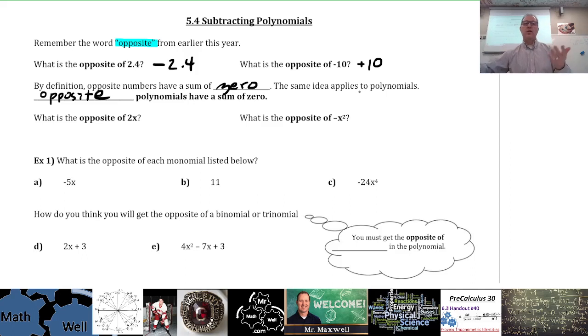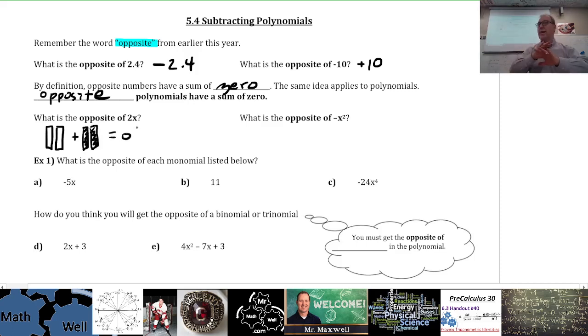-2x, right? So think about the tiles, right? Here's 2x. You don't have to draw this, but I'm going to draw this. So if I were to add these two that are filled in, that would give me 0, wouldn't it? They would cancel each other out. So the opposite of positive 2x is -2x. Positive 2x right here, -2x right here. Okay? All right, what's the opposite of -x squared?